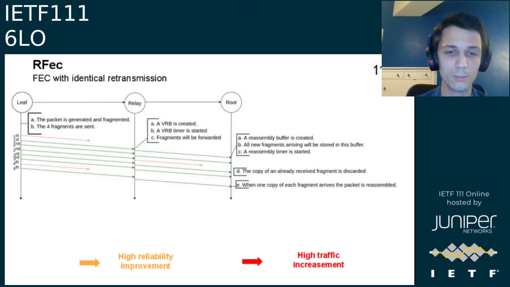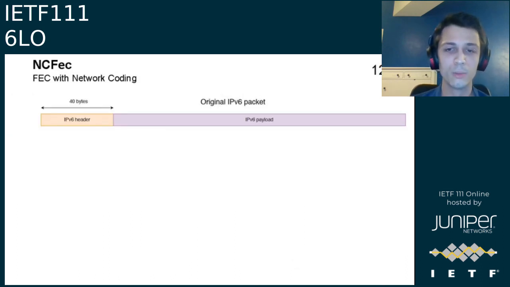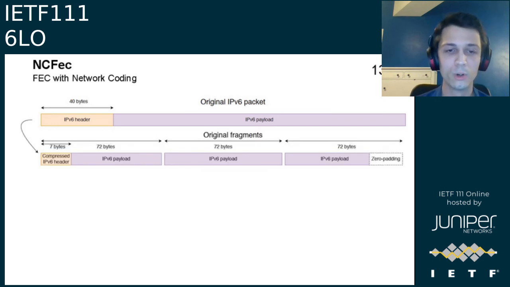So we will now propose a new FEC mechanism based on network coding. It will start by fragmenting the packet as is currently done by the fragmentation mechanism. The original fragments will still be generated, and zero padding will be added to the last fragment.